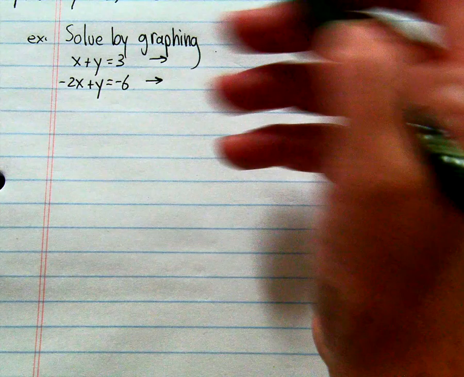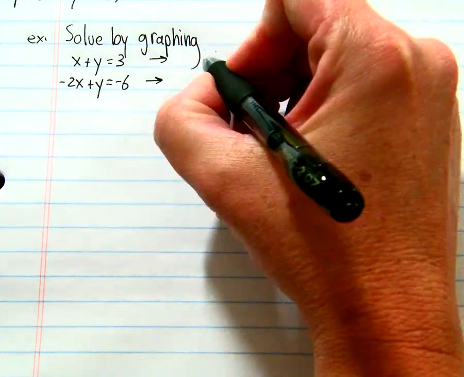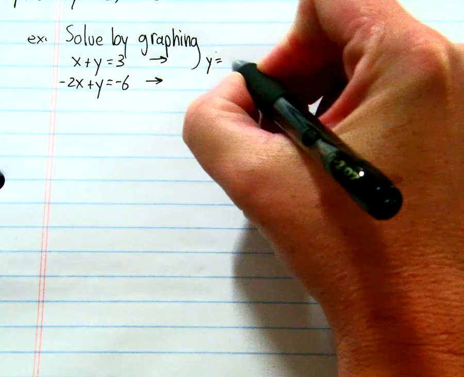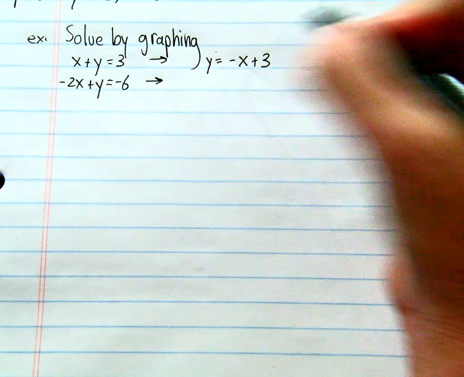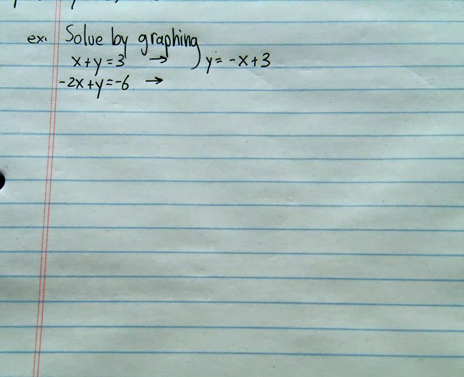First equation, Caitlin, what will that look like when you isolate y? Y equals negative x plus 3. Excellent job with your sign. Good job. Make sure your signs are right.